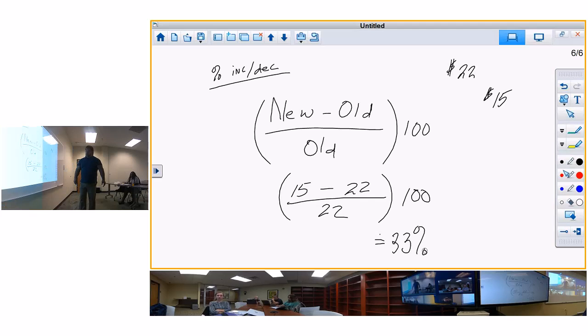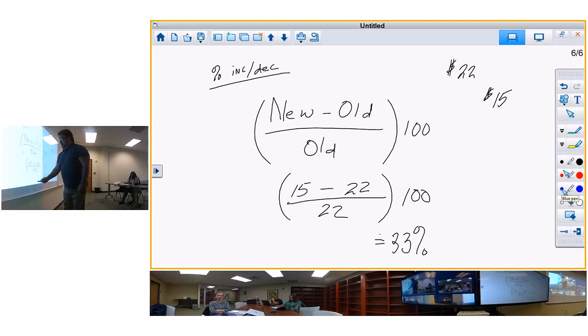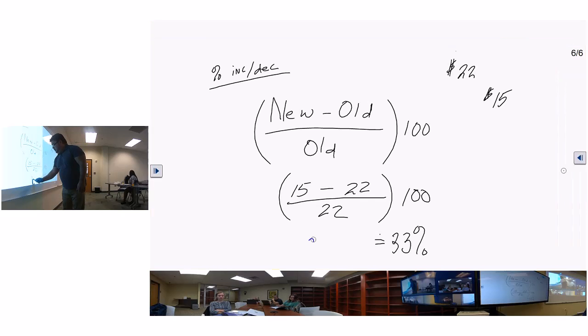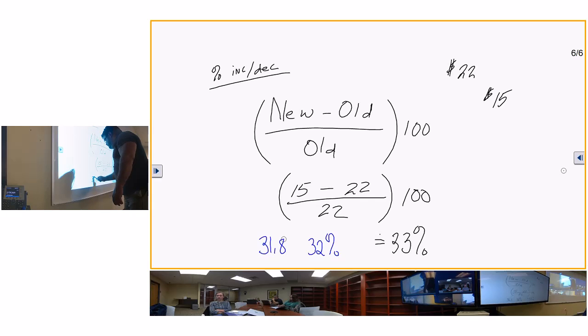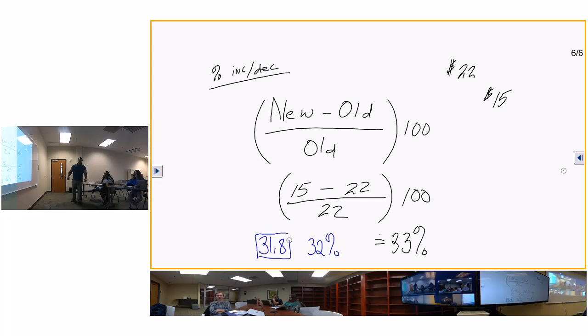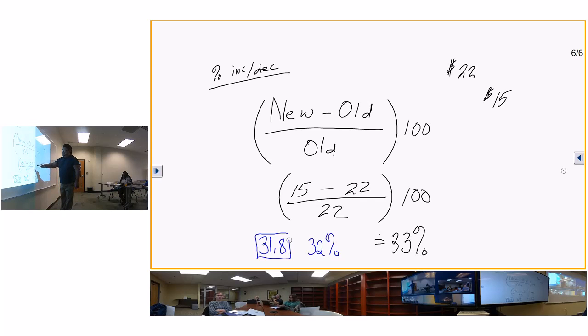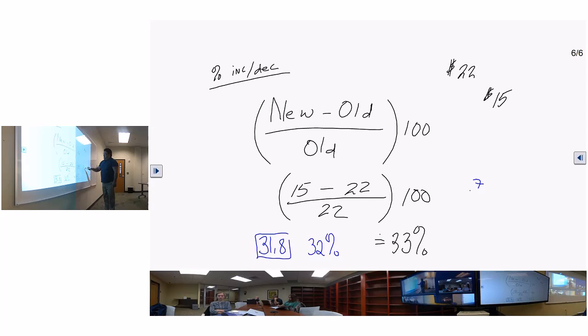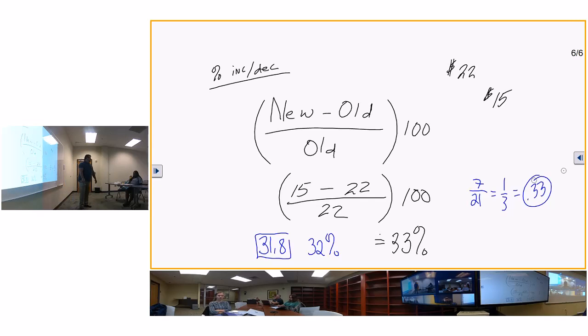What did you get? I'm going to get the real answer. 31.8. I think it's 31.8. Did everybody get 31.8? Hold on. 32% is the actual answer. 31.8 is the answer. You can round it to 32. 33 is what I got in my head. How did I get 33? Because I changed this right here. Instead of 7 over 22, I did 7 over what in my head? Which is 1/3, and everybody knows that 1/3 is 0.33. So I did it in my head.